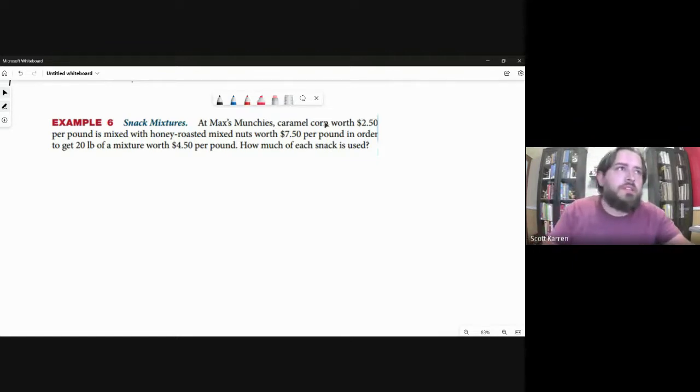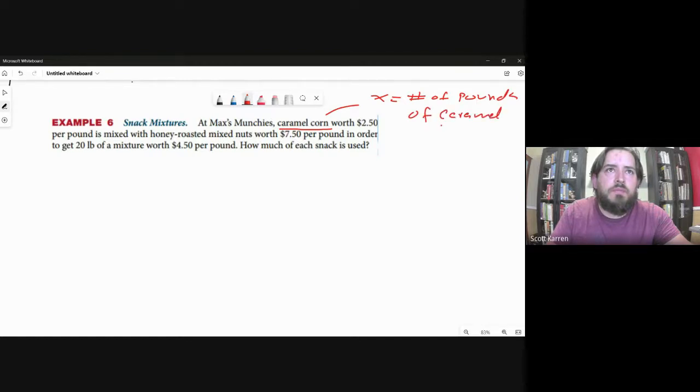Well, let's start by identifying. We've got caramel corn. So I'm going to say that x is the number of pounds of caramel corn. And we've got honey roasted mixed nuts.